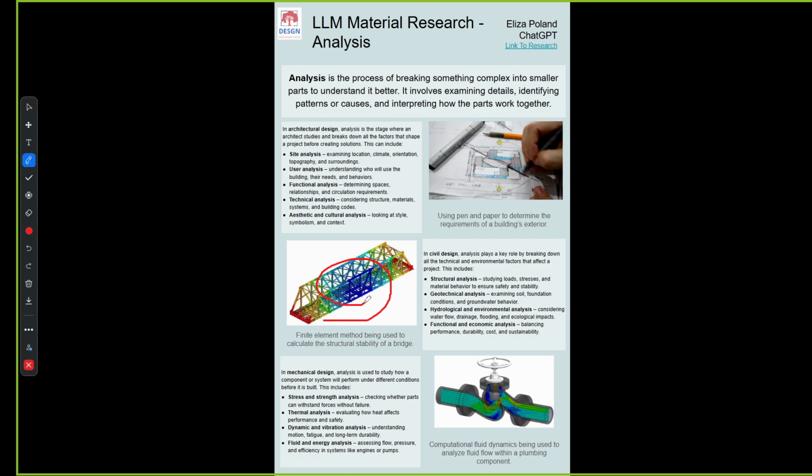Here's another good image with this that says it's finite element method for stability of a bridge. That's obviously right there. Structural analysis, stability, right there. And mechanical, here's a fluid and energy analysis. Here it is here, fluid dynamics. So this one really ties together.